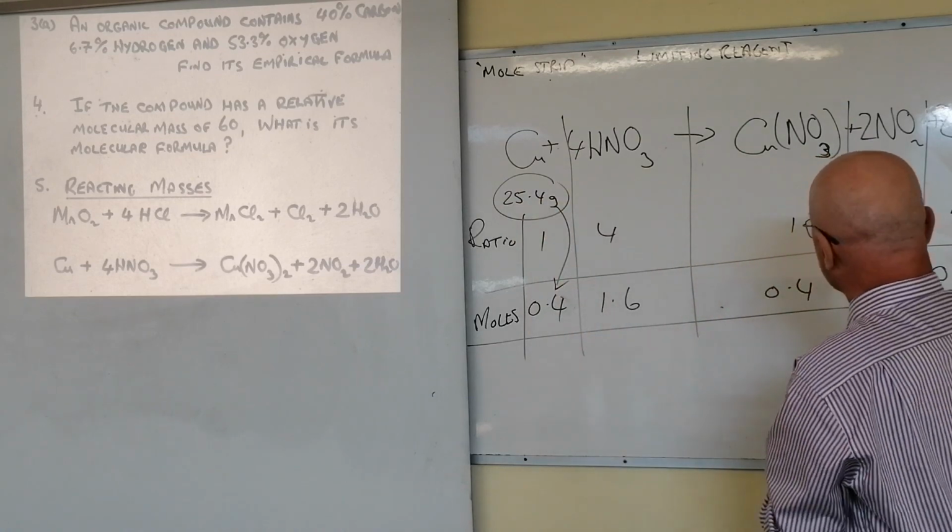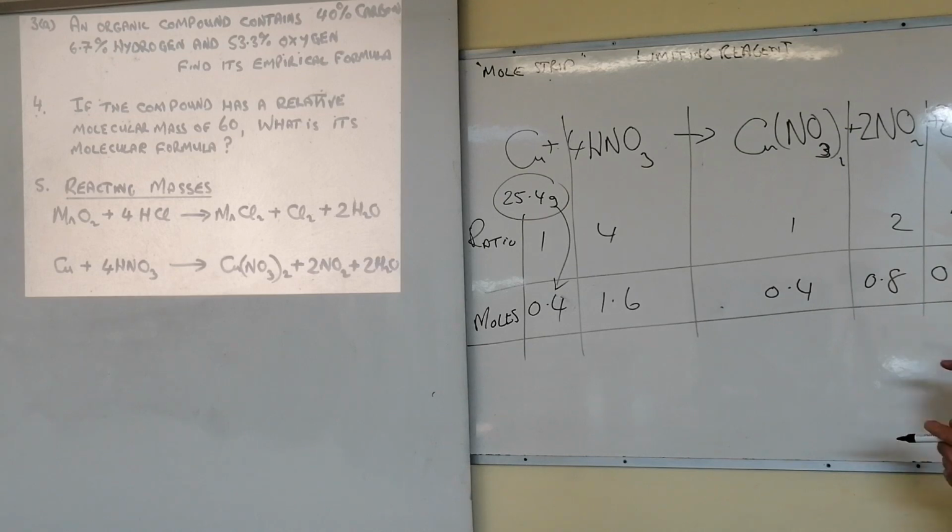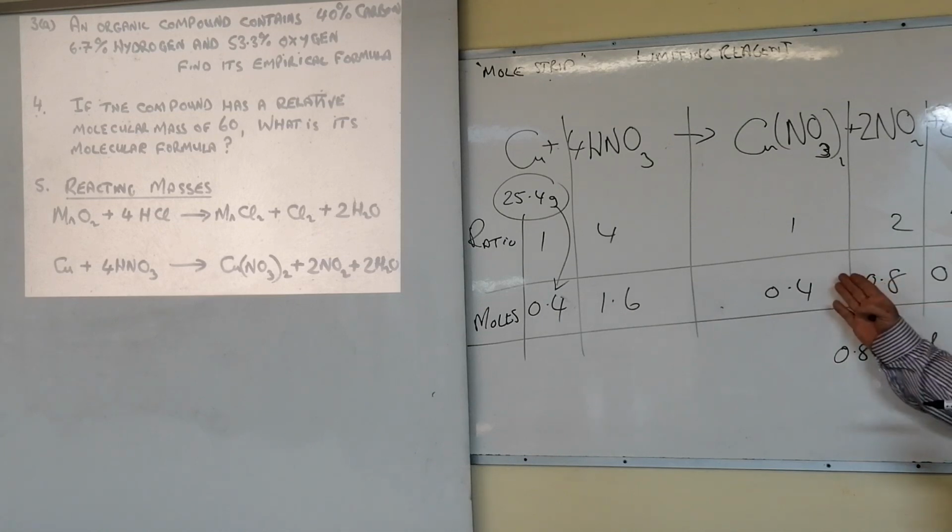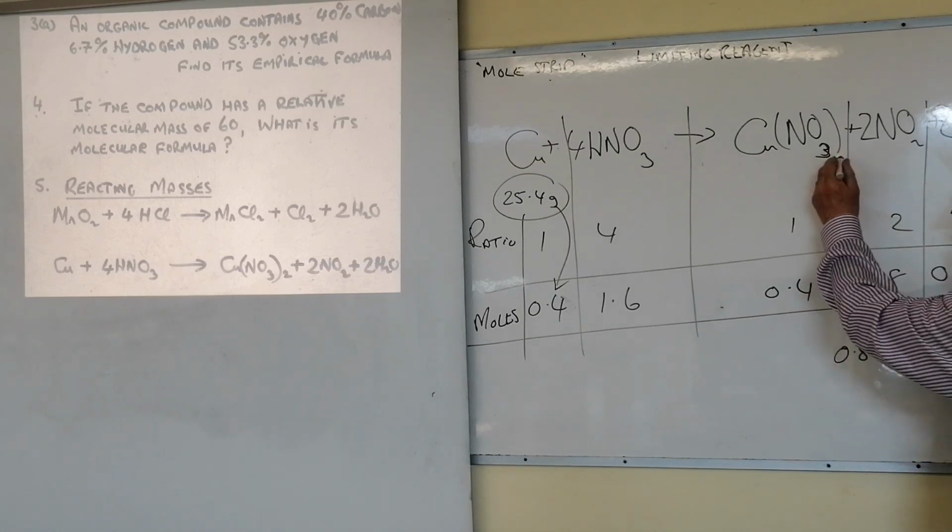Now they'd ask you questions like, what volume of gas is produced? There you go. That many moles, 0.8, multiplied by 24.0 litres. If they said STP, that'd be 22.4. Be careful, please. Litres of NO2, be careful, okay? They might ask you how many molecules of water: multiply that by Avogadro's number. What mass of copper nitrate? You take that and multiply by the MR for that. Be careful, there's a 2 there.